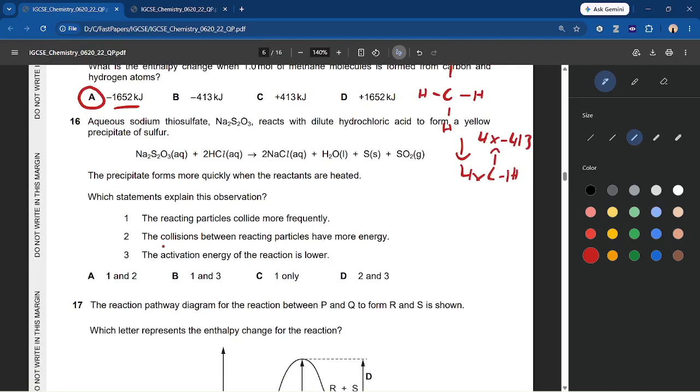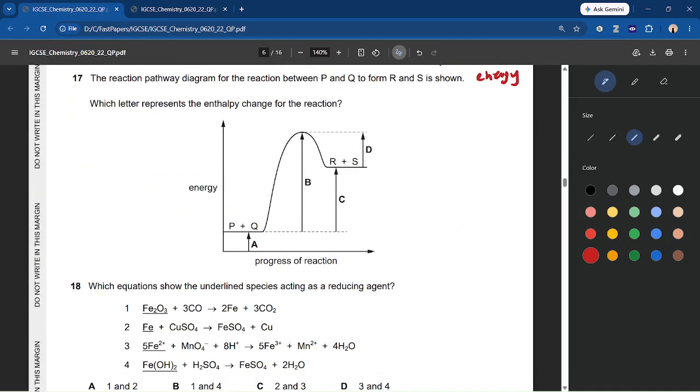Aqueous sodium thiosulfate reacts with dilute hydrochloric acid to form a yellow precipitate of sulfur. The precipitate forms more quickly when the reactants are heated. Which statements explain this observation? The reacting particles collide more frequently. Yes. The collisions between reacting particles have more energy. Yes. The activation energy of the reaction is lower. That is not true. Heating does not affect activation energy. So as a result, our answer is going to be A. Very clean, isn't too complicated.